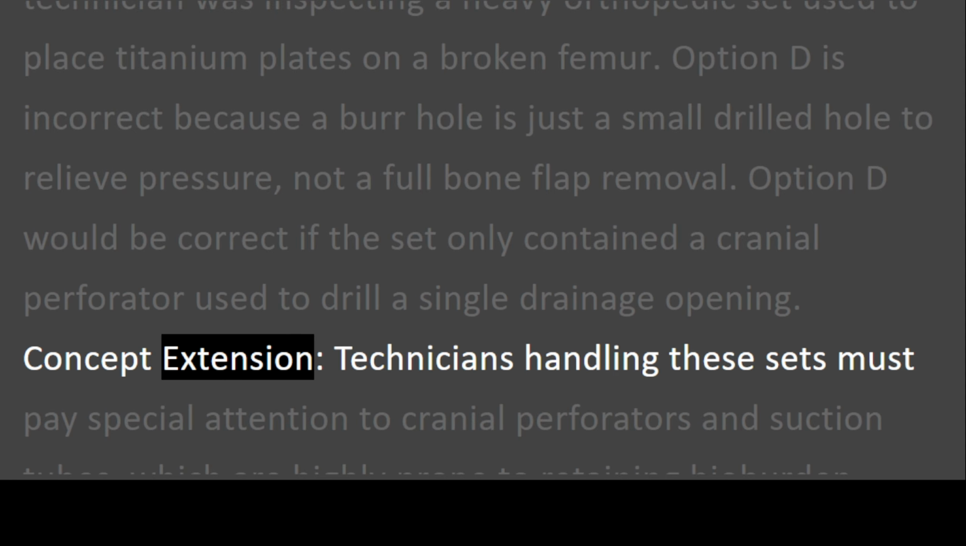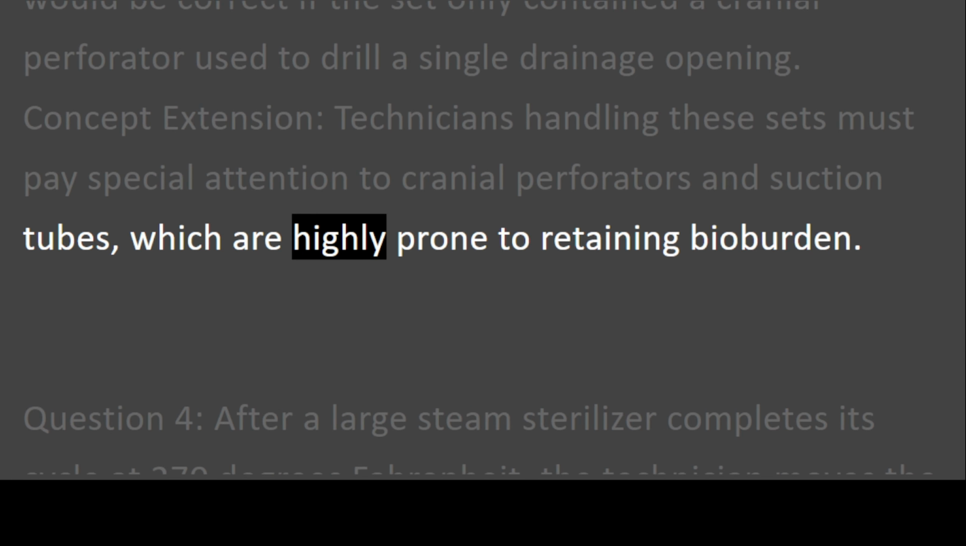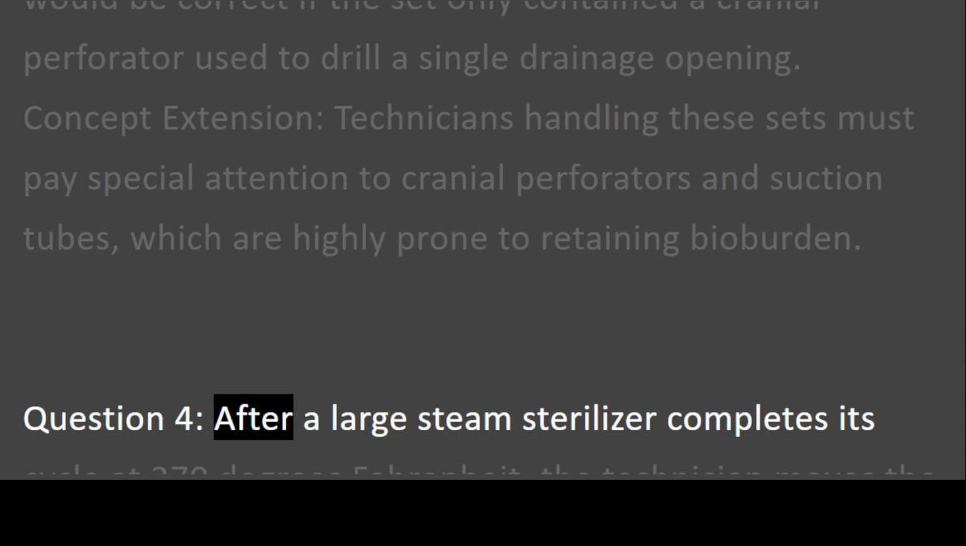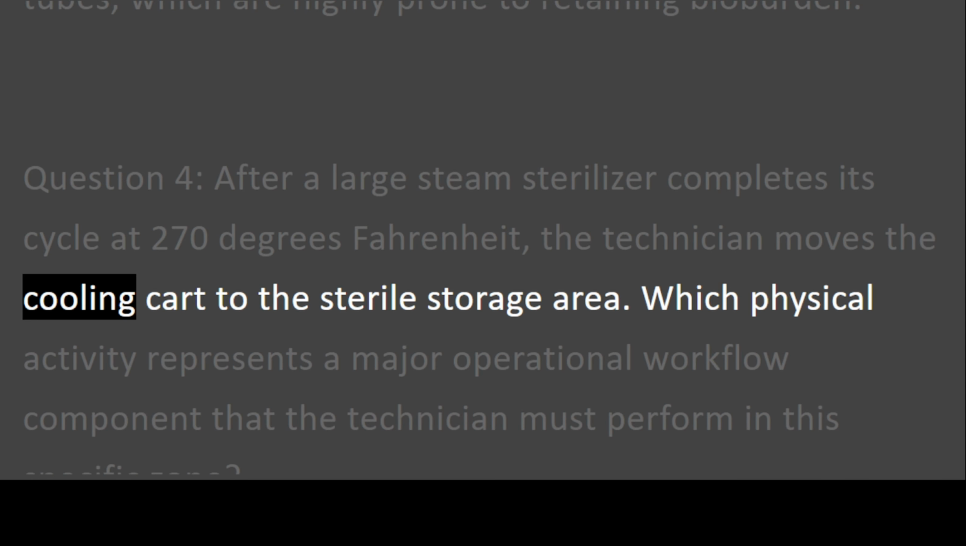Concept extension. Technicians handling these sets must pay special attention to cranial perforators and suction tubes, which are highly prone to retaining bioburden. Question 4. After a large steam sterilizer completes its cycle at 270 degrees Fahrenheit, the technician moves the cooling cart to the sterile storage area.